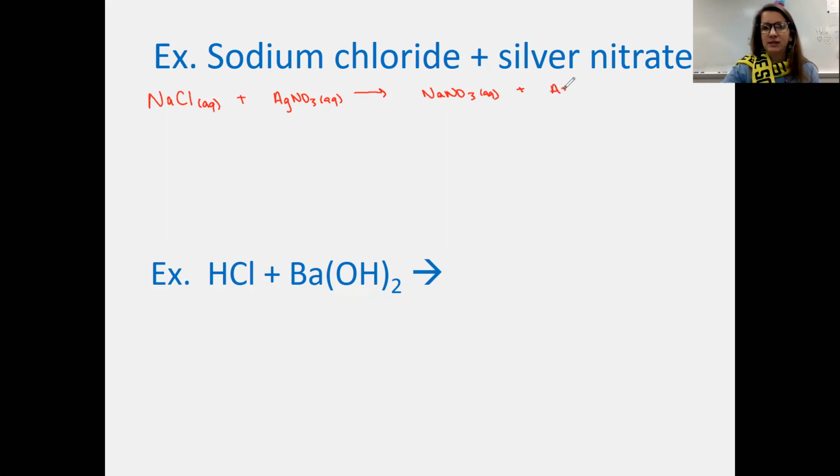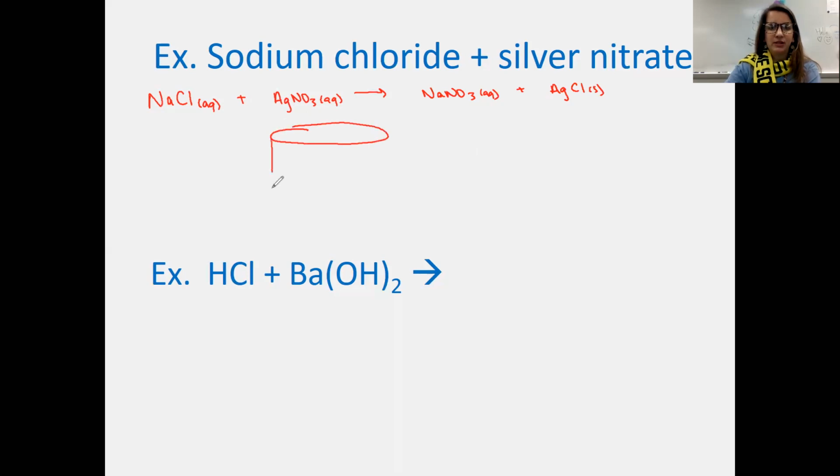The silver comes first because it's the cation, and that's going to be a solid because chlorides, even though they're usually soluble in water, silver is an exception. Okay, so let's take a look at this. This is already balanced. Now, before we actually draw out our complete ionic and then our net ionic equation, I want to show you why we're doing these and why we have what are called spectator ions. So I'm going to draw a little beaker here.